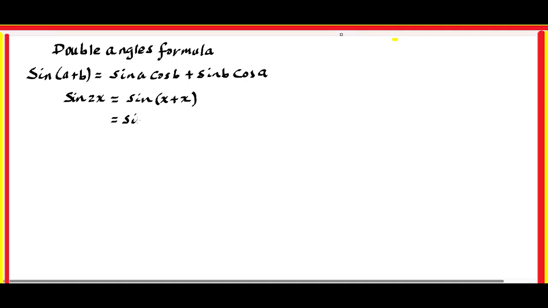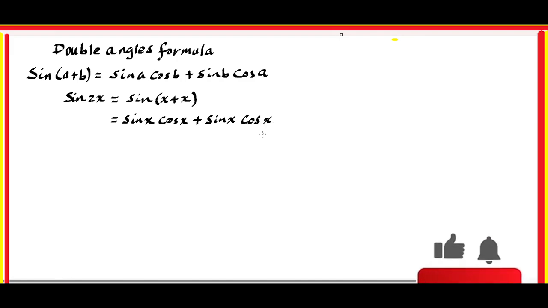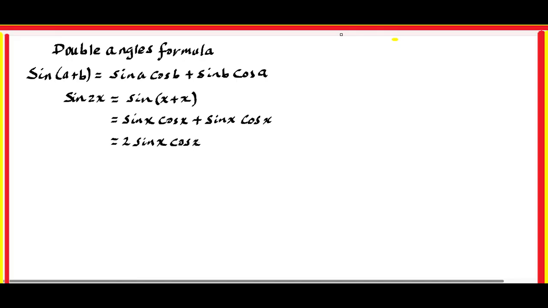So sine a cos b: sine x cos x plus sine x cos x. Sine x cos x plus sine x cos x, that is 2 times sine x cos x. This is the double angle formula for sine 2x.